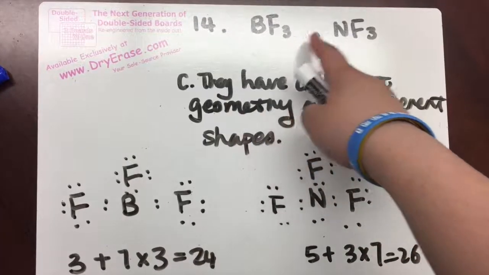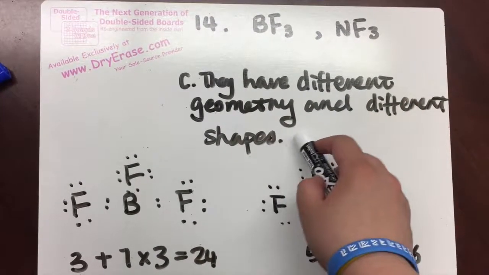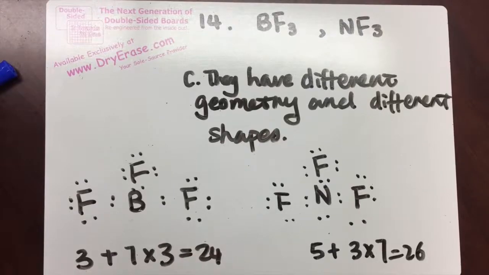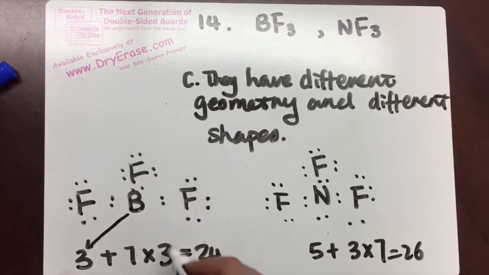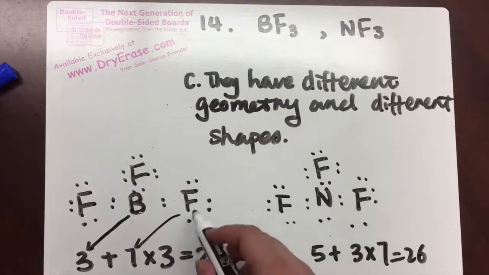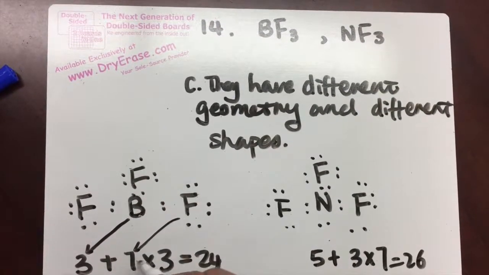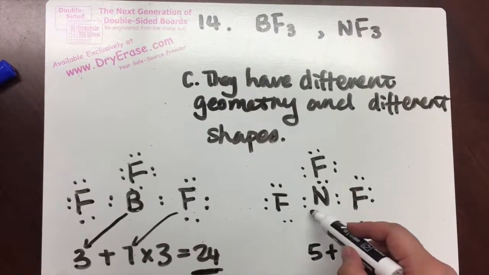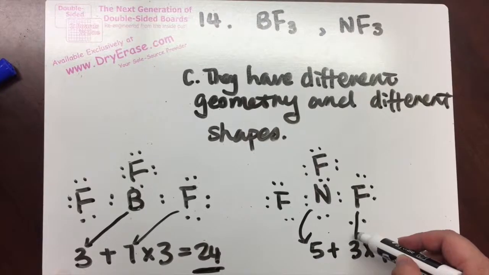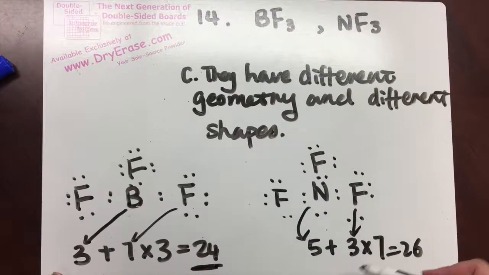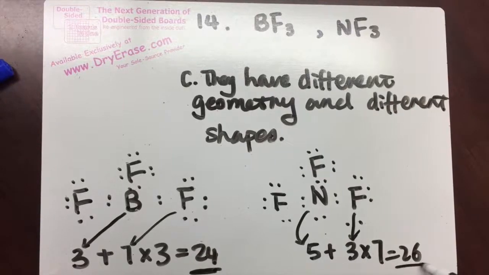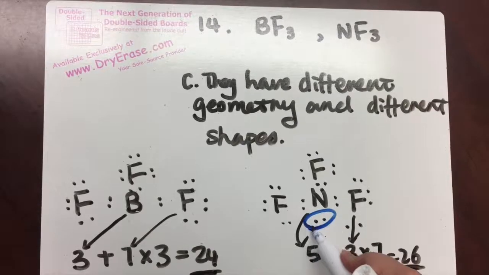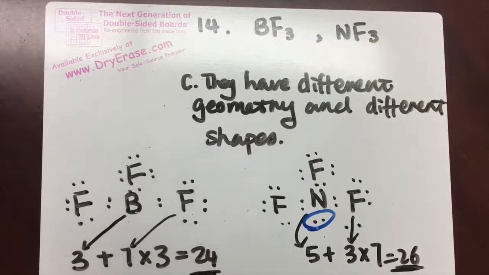The answer for number 14 is C, which states that they have different geometry and different shapes. Because BF3 only has 24 valence electrons, whereas NF3 has 26 valence electrons. So we can see that there is a lone pair in NF3 which gives it a different spatial shape than BF3. So they have different geometry and different shape.